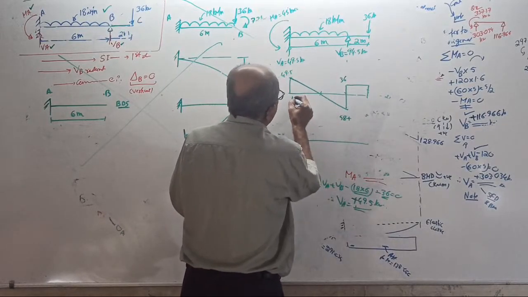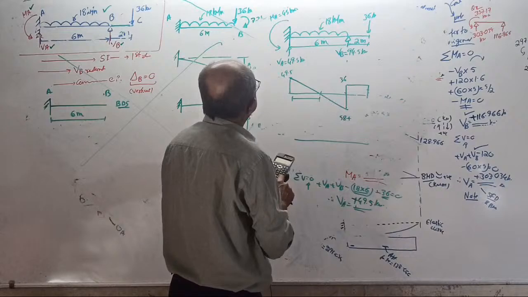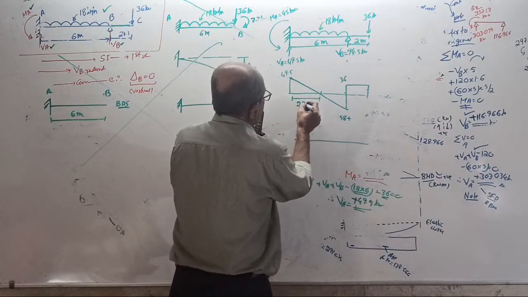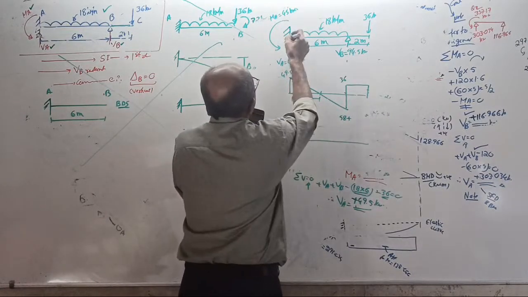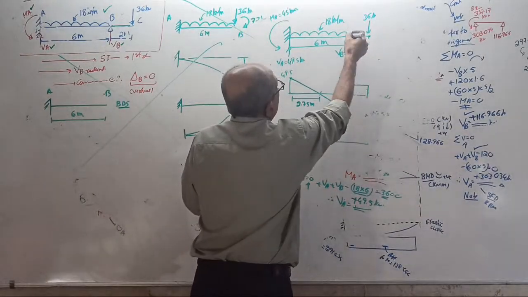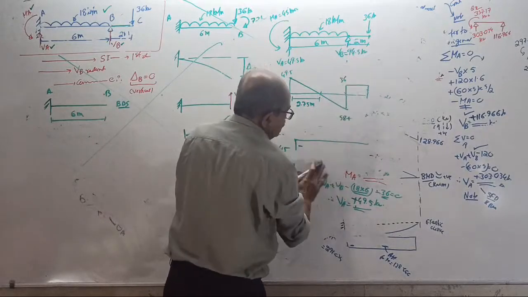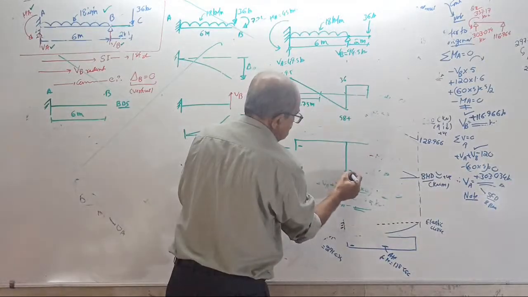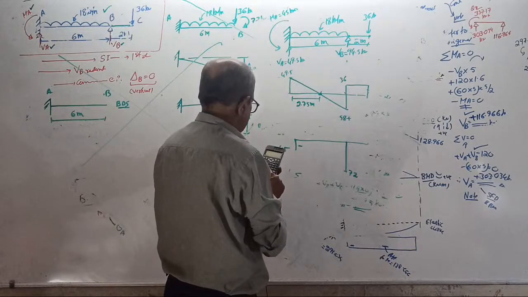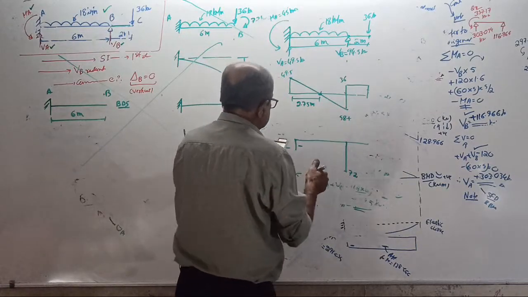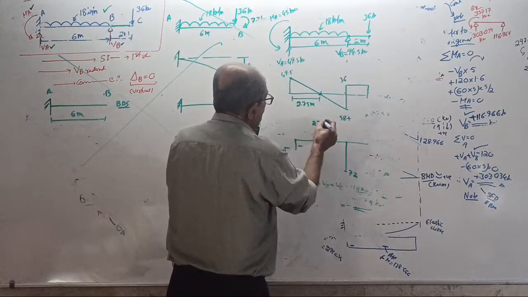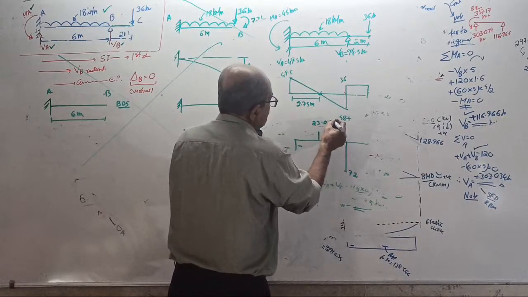This point you have to locate. Locate from here. That will come 2.75 meter. You calculate. Bending moment at A, minus 45. Bending moment at this point, 0. Bending moment here, minus 36 into 2, minus 72. And bending moment here is 49.5 square divided by 36, minus 45, plus 23 point here, 23.0625 will come.